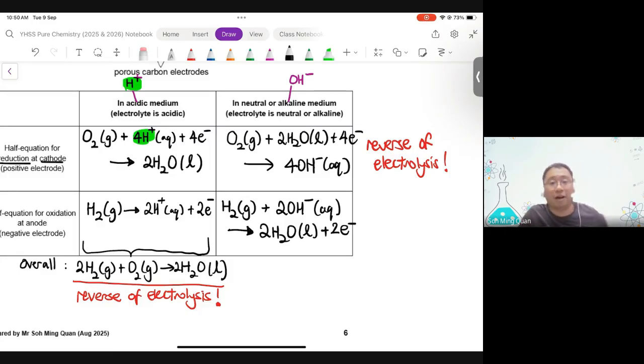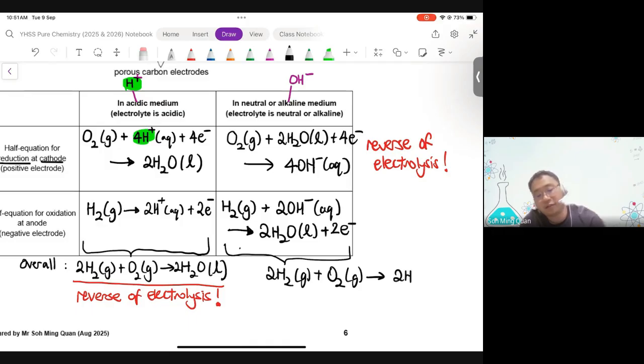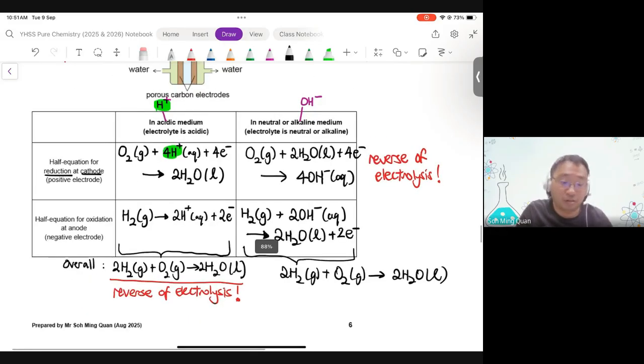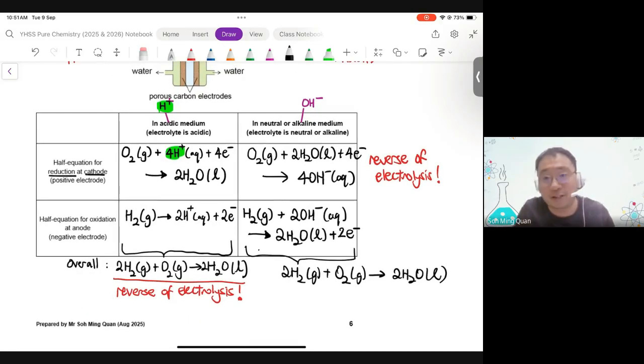Okay, now later on you can practice writing the overall equation, but the overall equation goes back to this. You can prove to yourself. So whether it's acidic or alkaline medium doesn't make a difference. The overall equation is the same. The only difference are the half equations that occur. Now you can memorize these half equations. I think you should, because some of it is very hard to balance.